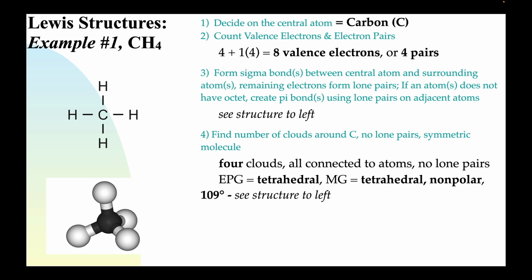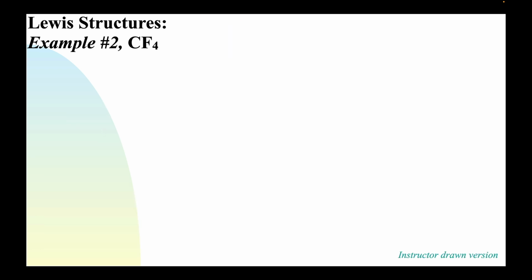Pat yourself on the back. Lewis structure number 1 down, taken care of. Let's look at another example. In this example, we're going to look at carbon tetrafluoride, CF4. It's an interesting molecule with lots of interesting uses, but we're going to see how to draw the Lewis structure, interpret it, and stuff like that.